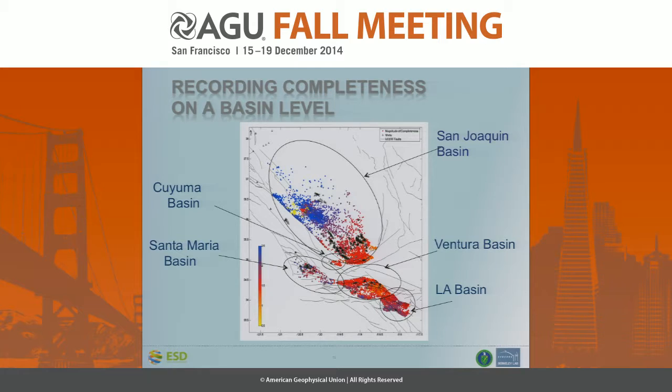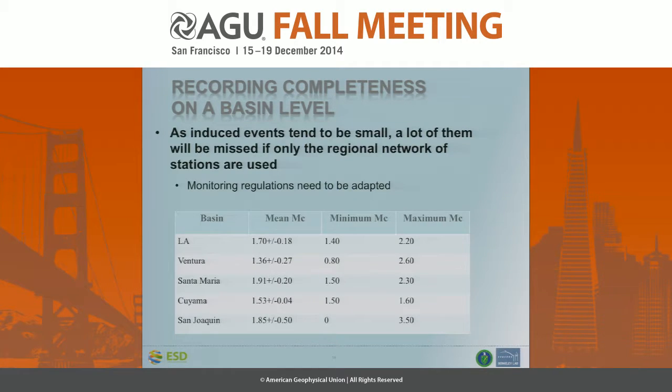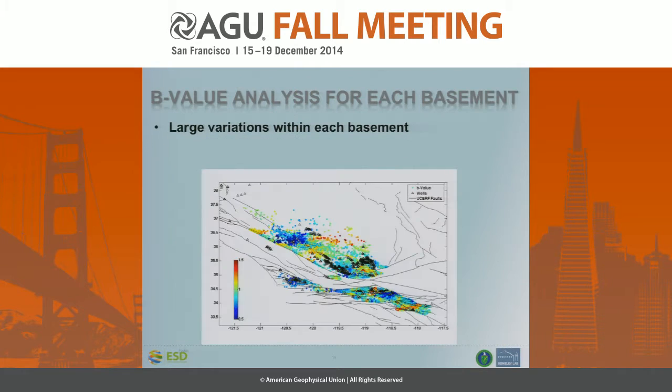It's the same color scale. You can see here it's better, but then here the dark blue is relatively bad. In LA and Santa Maria, it's all around 1.5, so it's not great, but it's okay. The means are all more or less close by, but we see, especially in San Joaquin, there are areas where we cannot detect magnitudes below 3.5, which matters if you have induced seismicity around there, since it's most likely below 3.5.